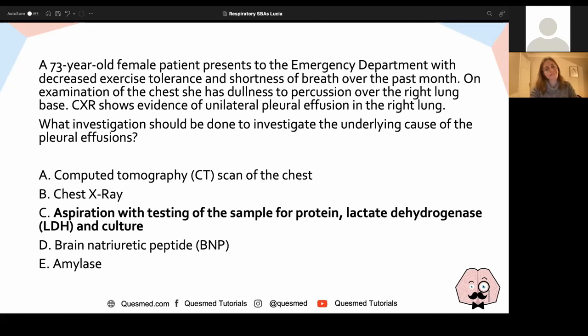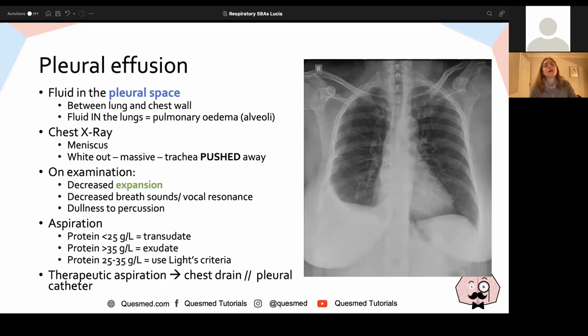Now, when it comes to pleural effusions, we're talking about fluid in the pleural space. If there's fluid in the lung, that's pulmonary edema, which can occur at the same time as a pleural effusion. But just for the correctness of definitions, we're talking about the pleural space. Things that you might see on a chest X-ray are, in this particular image, for instance, we have a meniscus, so there's a fluid level.